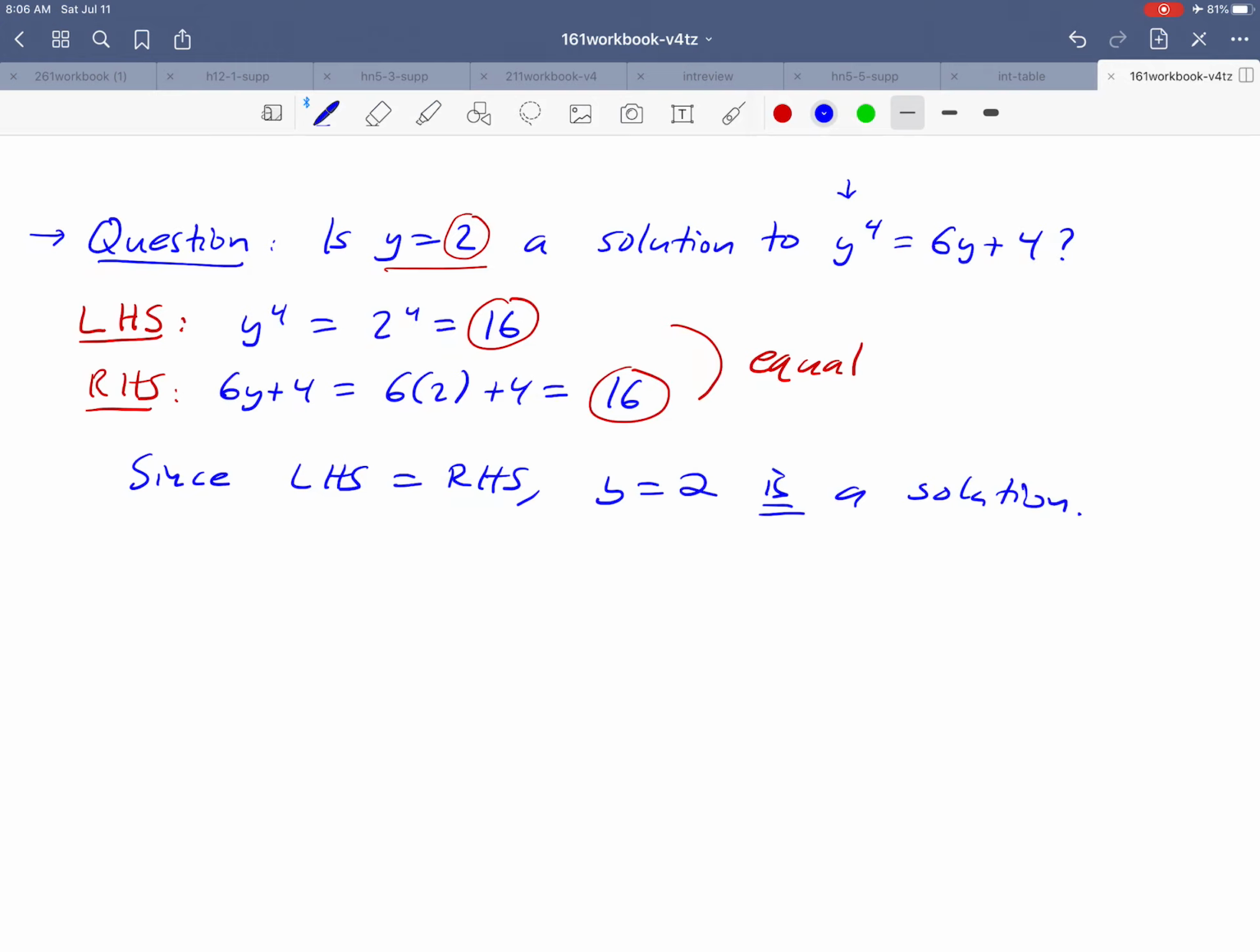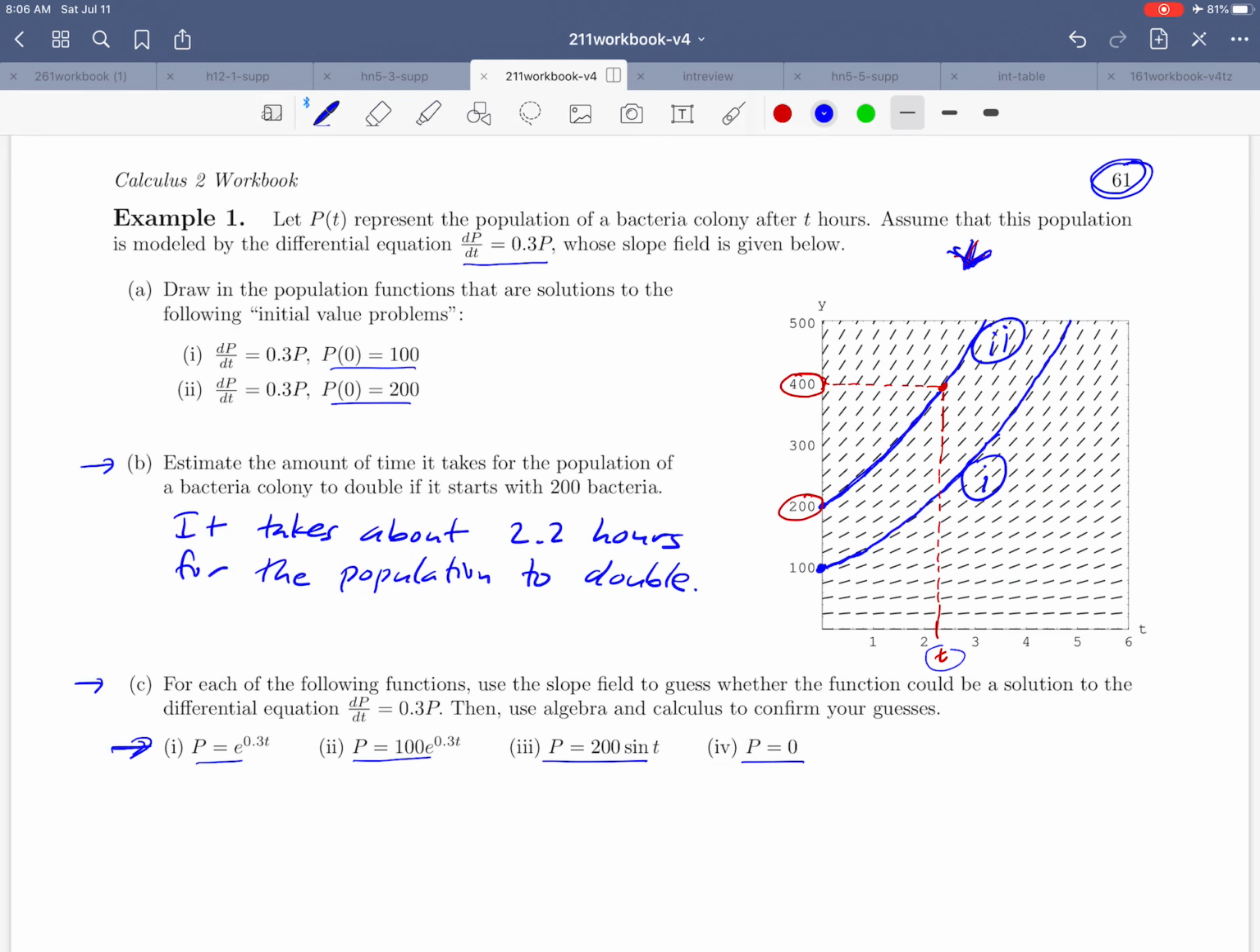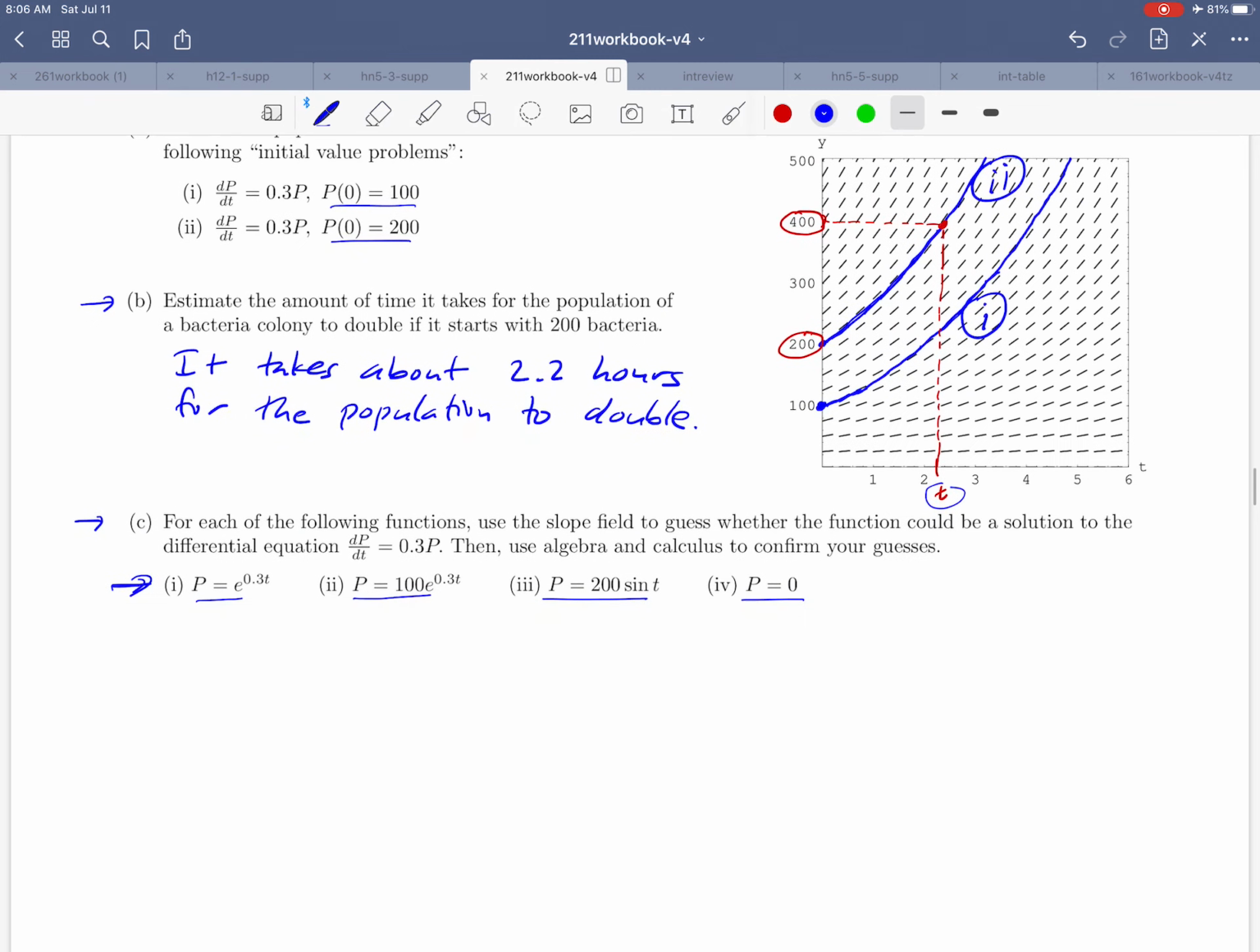Now, you might have been able to do that problem without writing as much as I did. You could maybe do that in your head, but we're going to use the same principle to check the solutions to our differential equation. Keep in mind that what we're about to do is very similar to what we just did on the previous page. Let's start with the equation p equals e to the 0.3t. Is that a solution to this differential equation? To check that, we just need to substitute e to the 0.3t into the left and right-hand sides of our differential equation and see if we get the same thing.